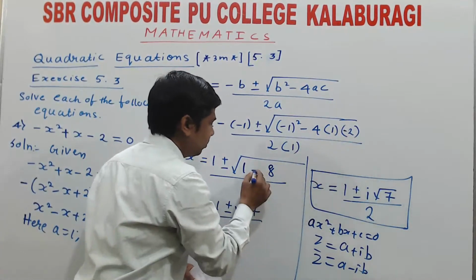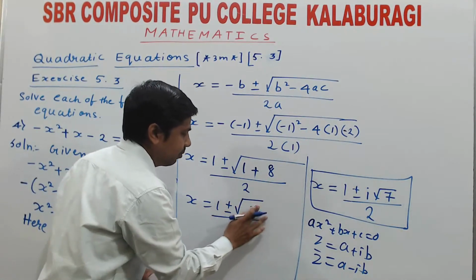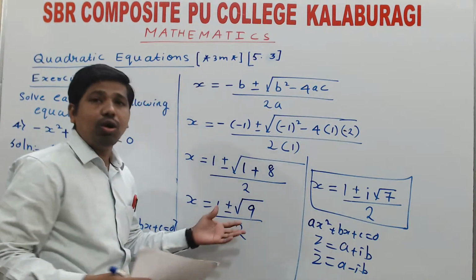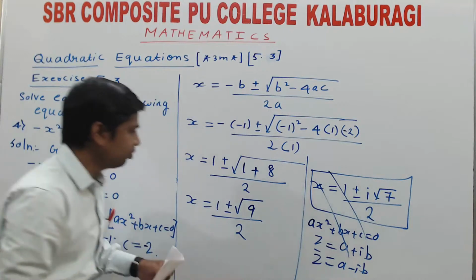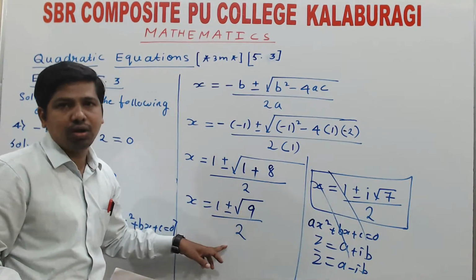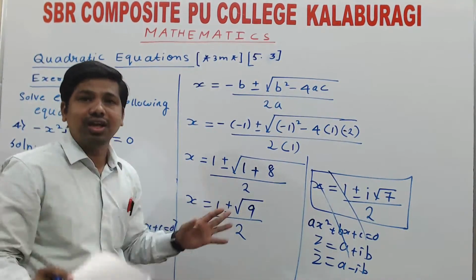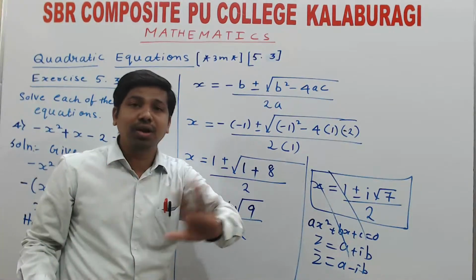Minus minus, plus 1 plus 8, is 9. So that indicates the roots are not imaginary, so we should not write that. Only the roots are 1 plus or minus root 9 by 2. In that case the roots are real and distinct, so the roots are not imaginary.